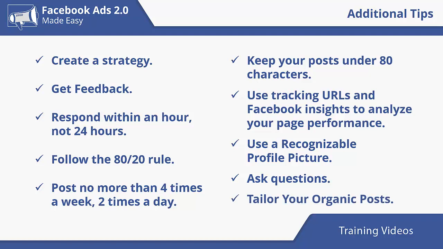Tailor your organic posts. Targeting on Facebook isn't only for paid content. You can also use it for organic posts. It is not necessary to blast out all of your posts to all of your fans. Instead of that, think about ways you can use Facebook targeting tools to segment your organic posts by gender, age, education, etc. If you are more specific with your targeting, you might be able to generate an even better engagement.